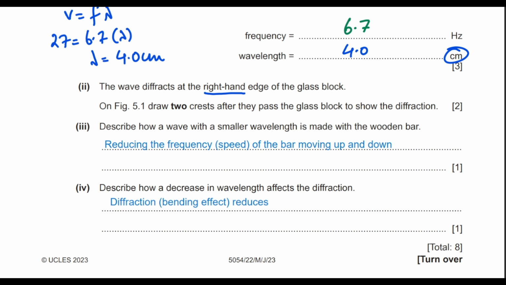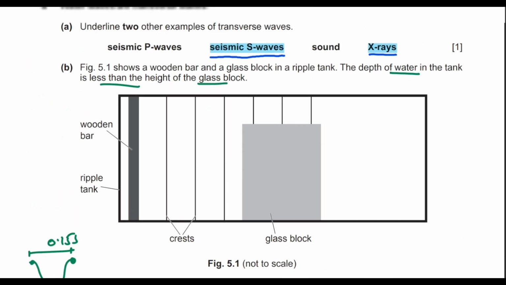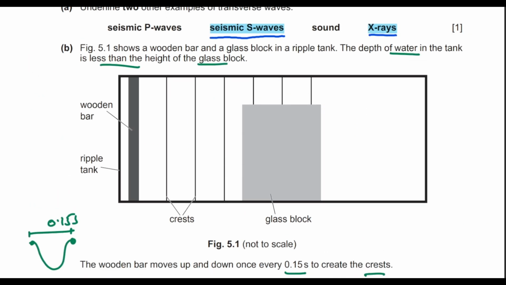We understand that. He says draw 2 crests after they pass the glass block to show the diffraction. Let's go to the diagram. We understand that there's going to be nothing over here. There is no shallow to deep or deep to shallow concept going to apply over here. There is no refraction primarily, but there needs to be a diffraction because it's passing through a narrow gap over here. So how do we go about this? Now, the area right in front of the edge, which is not encountering the edge, which is not in front of the gap, will carry on in straight lines. It will not be affected.